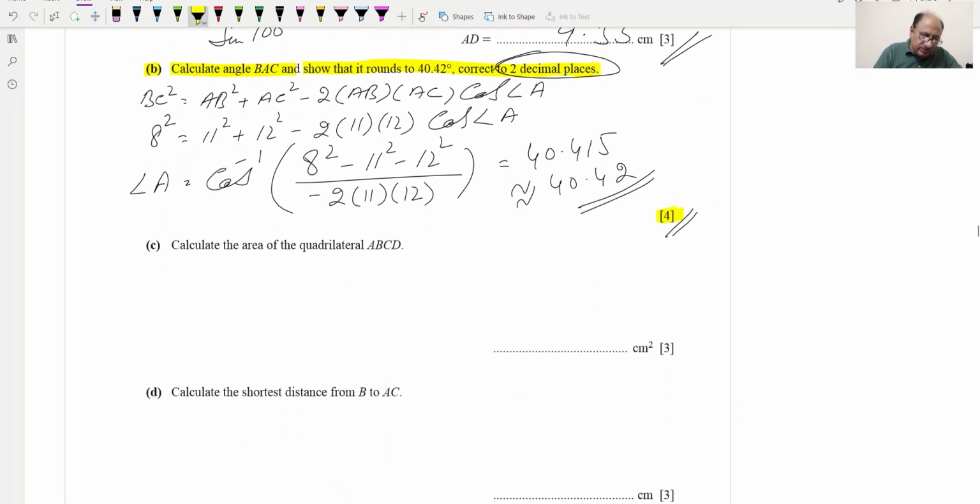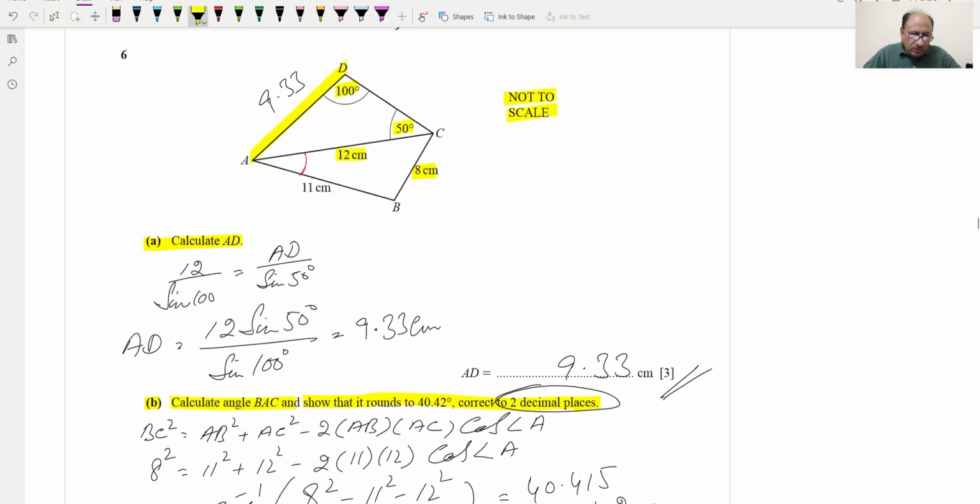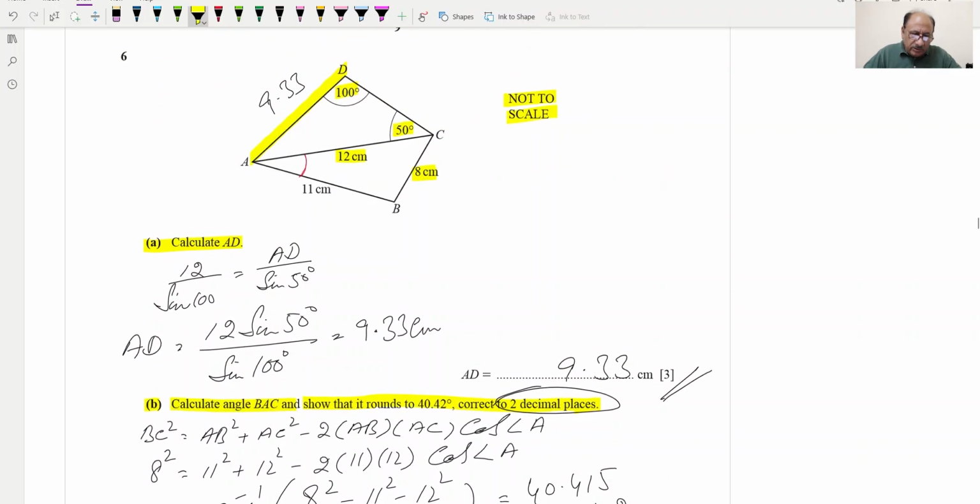Now C part, they are saying calculate the area of the quadrilateral ABCD. Now the ABCD quadrilateral basically contains 2 triangles. So we can take the areas of the 2 triangles that we need to find. This one we can take as A1 and this one as A2. So what will the area of A1 be equal to?